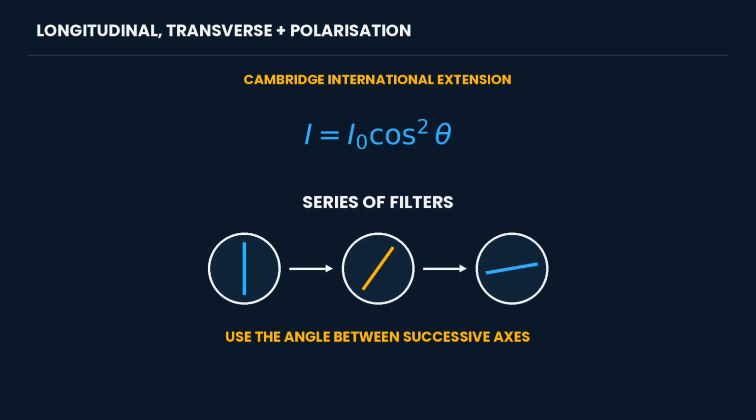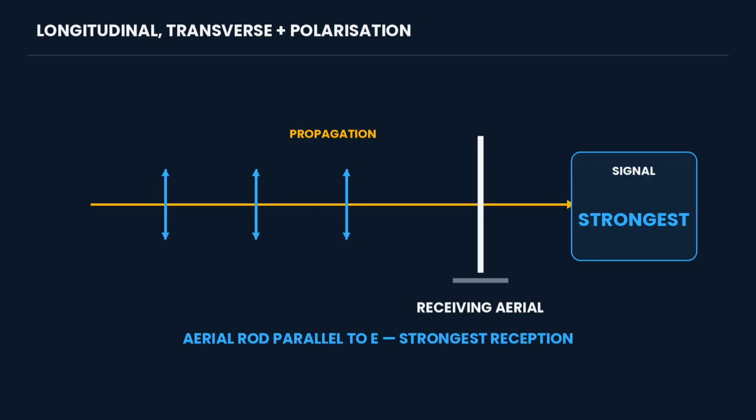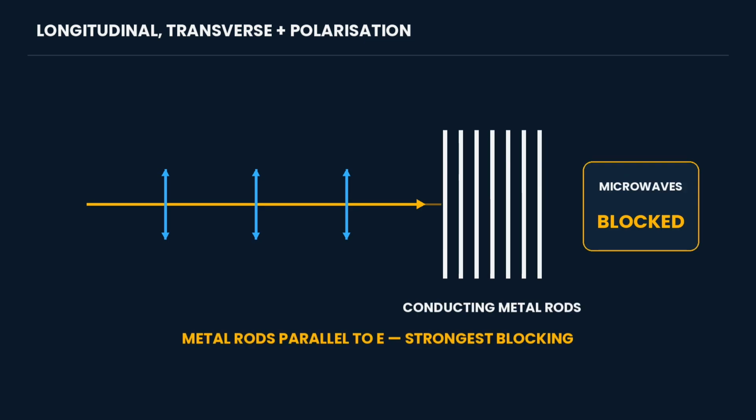For a series, apply the rule one filter at a time. Each output aligns with that filter's axis. Some applications use the same geometry. For example, a receiving aerial is strongest when its rod is parallel to the incoming electric field oscillation. A metal grill does the opposite job. Rods parallel to that field block microwaves most strongly by driving currents along the metal.